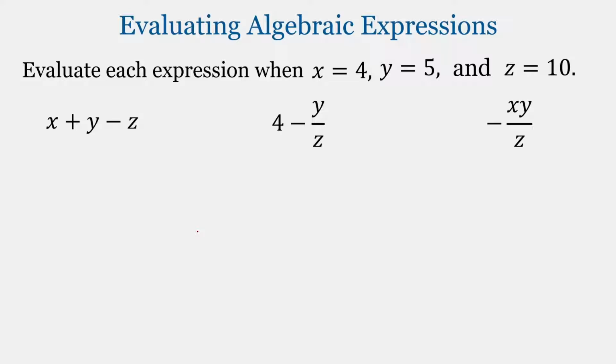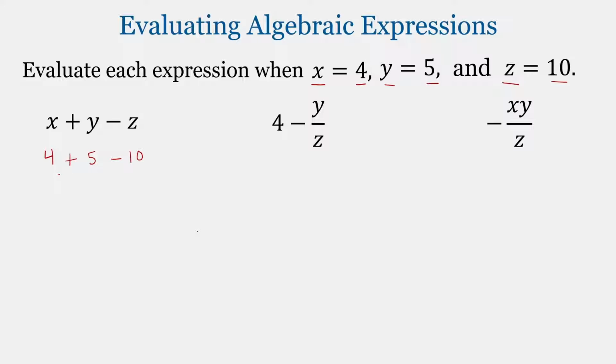So let's practice a few. For these 3 examples, we're going to use the same values for the variables x, y, and z. So in all 3 cases, x will be equal to 4, y will be equal to 5, and z will be equal to 10. So for problem 1, wherever there's an x, we will put a 4. Wherever there's a y, we'll put 5. And wherever there is a z, we will put 10.